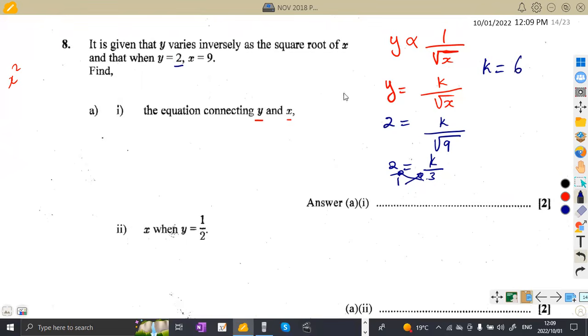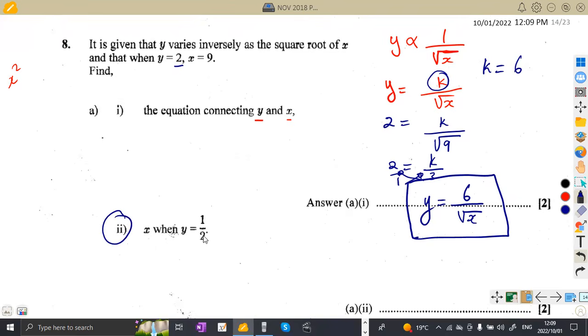So our equation now is going to be y is equal to 6 over the square root of x, with the k that we have. So this is the equation which connects y and x: y is equal to 6 over the square root of x. Okay, the item 2: find the value of x when y is equal to a half.